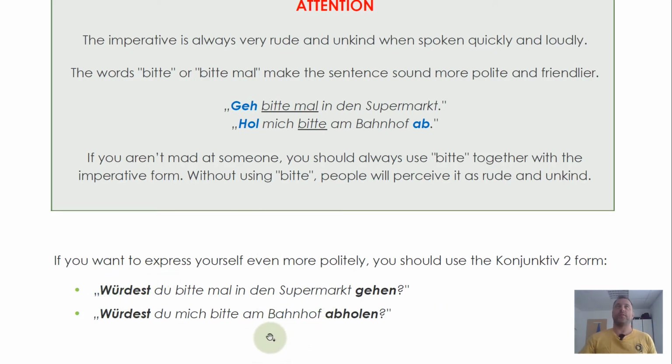If it's really rather a question, you should really do this. If you're the boss and you tell your driver, pick me up at the train station, that's entirely fine here as well. Also, if you have previously agreed that somebody picks you up at the train station, and you're just giving them where you have to be picked up, that's entirely fine. But if it's actually a request and you haven't previously talked about it and don't have the authority to just give the command, then usually an imperative is a big no. So stick to Konjunktiv 2.